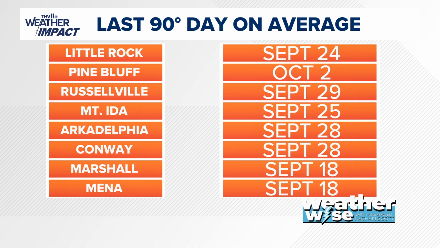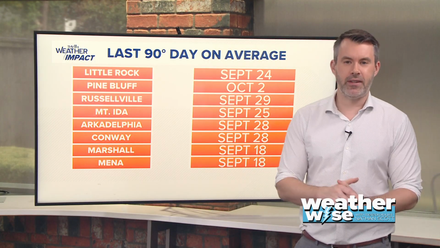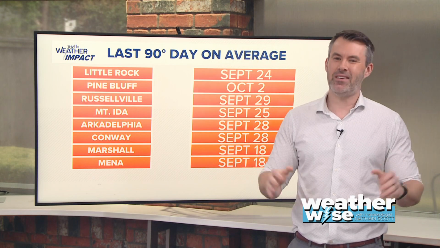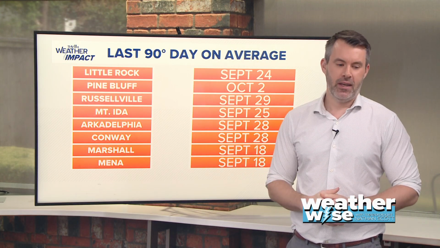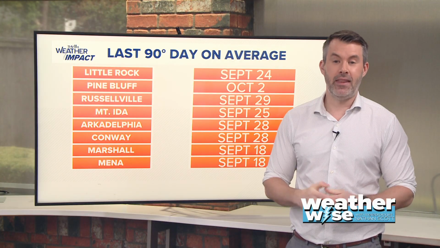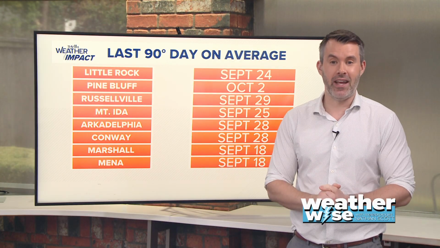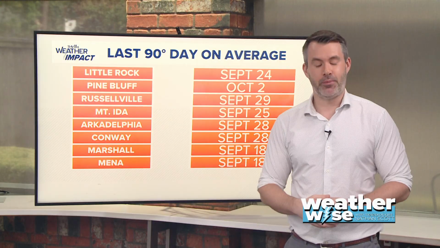So yes, we are going into the fall. But are we done with 90-degree temperatures just yet? I still think we could certainly hit 90 before we get into the end of October. And then after that, we should be done with 90-degree heat until we get into next spring.